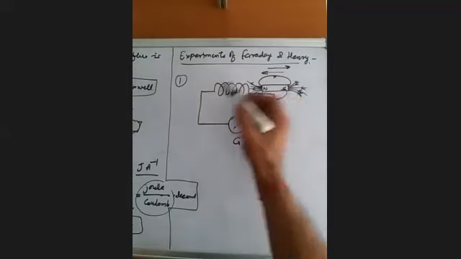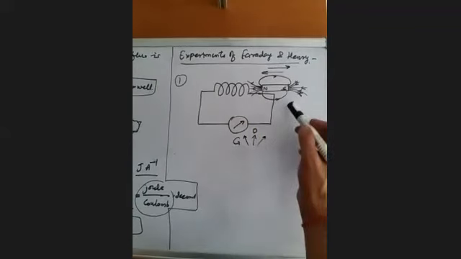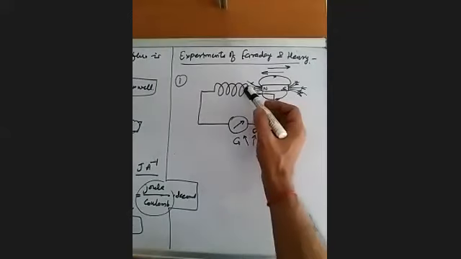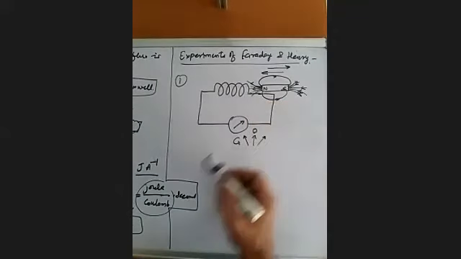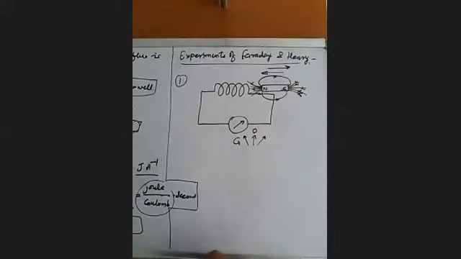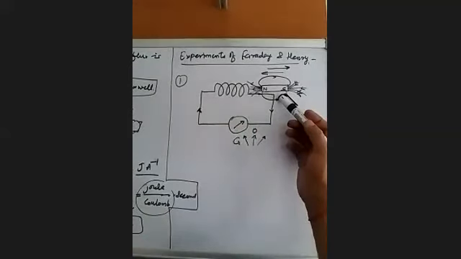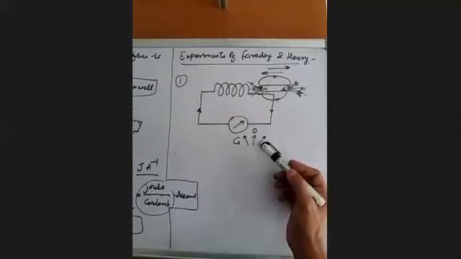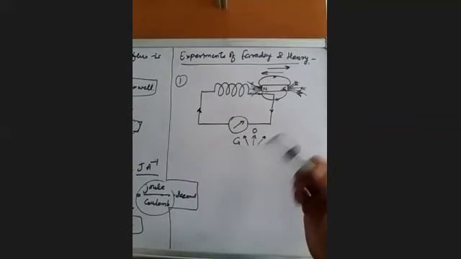So what is the observation from here? While the magnet is moving, there is a current. And when the magnet is not moving, there is no current. And if the direction of the movement of the magnet changes, the direction of current also changes. Now, what is the reason for this?